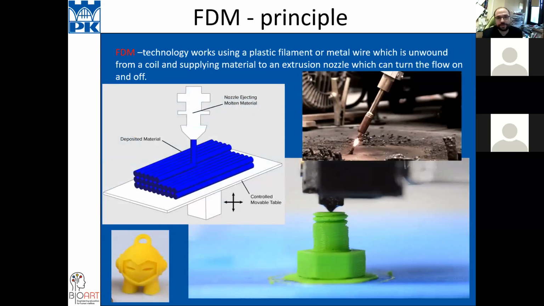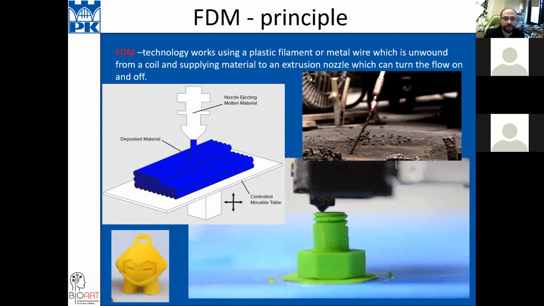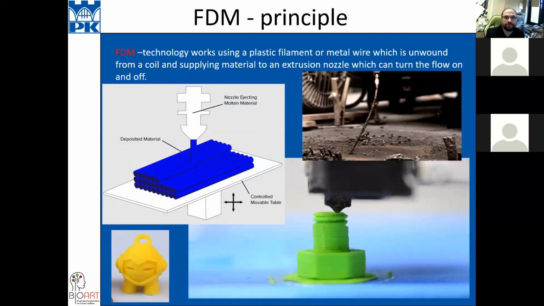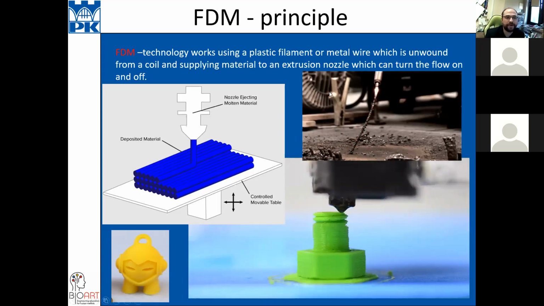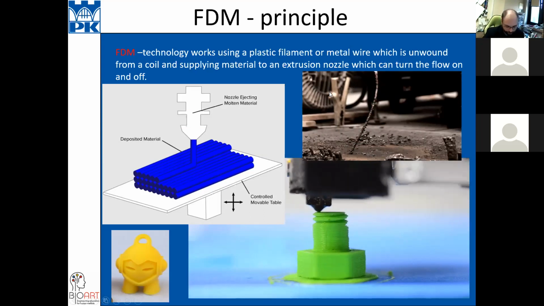The principle of this method, I'm pretty sure that you know. We put some material, in most cases plastic material, inside the nozzle, and we heat up the material. We get some very small drops of liquid material, and we put them on the bed, layer by layer, in this way.